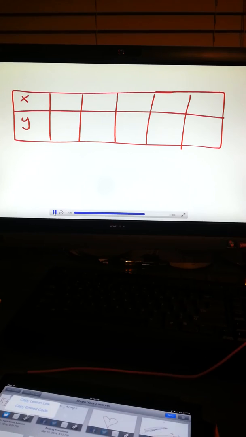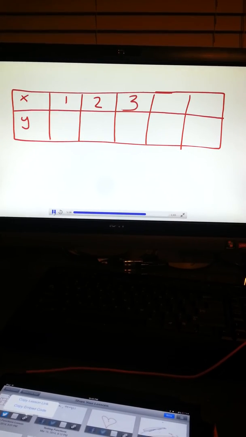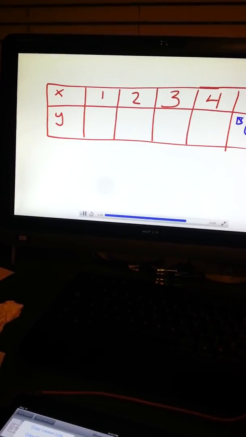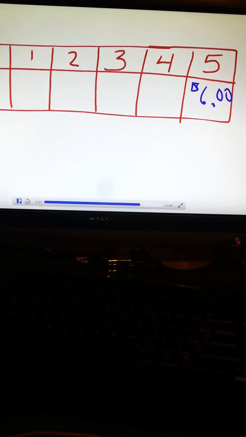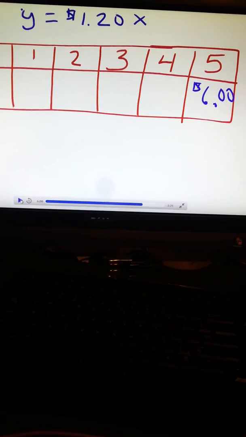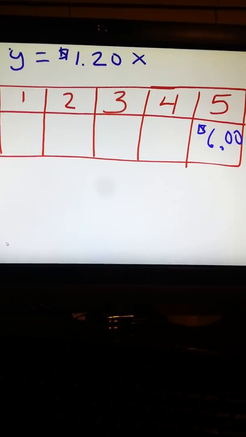We can actually take it a step further and figure out the total cost or the money needed for a different number of days, just by simply creating a table. We've already figured out when X is 5 days, Y is $6. But when X is 4 days, Y is not $6. It would simply be $1.20 times 4.